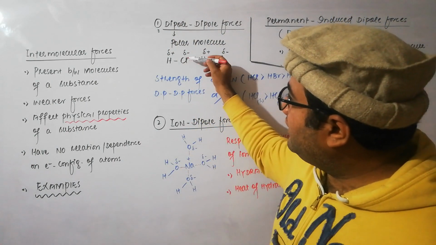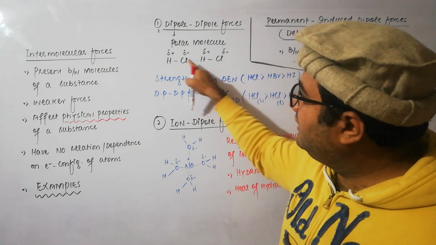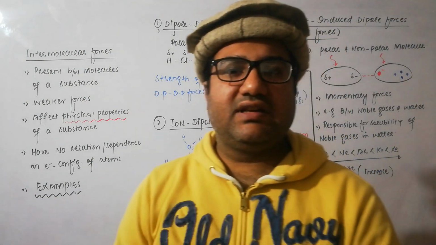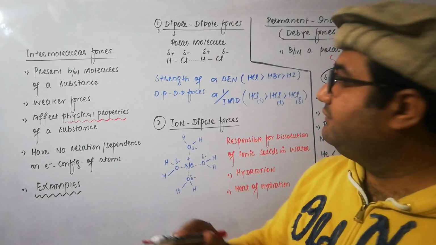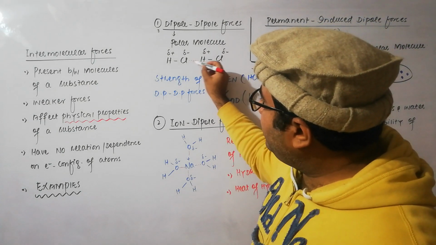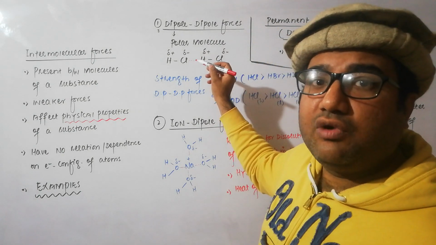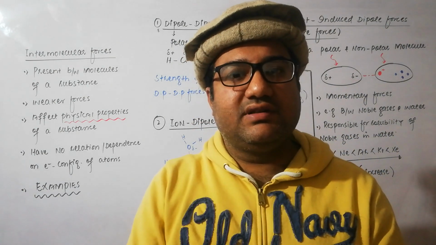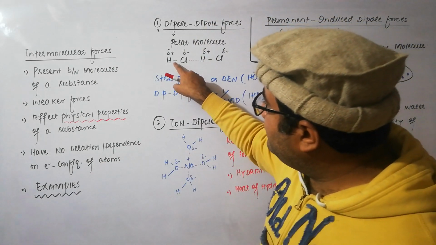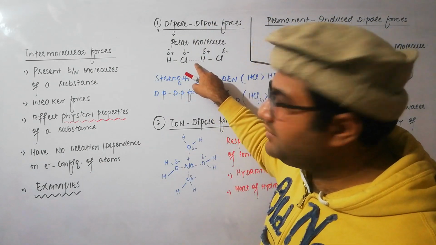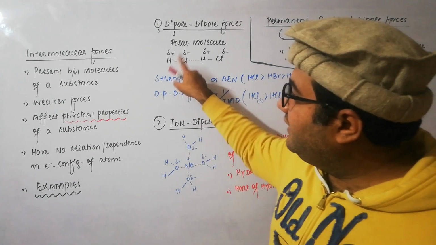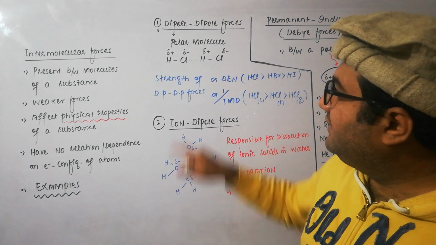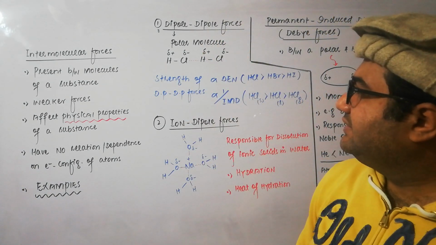Just like the partial negative chlorine atom of one molecule attracts the partial positive hydrogen atom of the other molecule. So these forces are the dipole-dipole forces. Now look very carefully. This red dotted line is the force between two molecules, while this black solid line is the force between two atoms, hydrogen and chlorine atom. So this force will be intramolecular and this force will be the intermolecular force, and here the intramolecular force is the covalent bond between hydrogen and chlorine, while the intermolecular force is the dipole-dipole force.